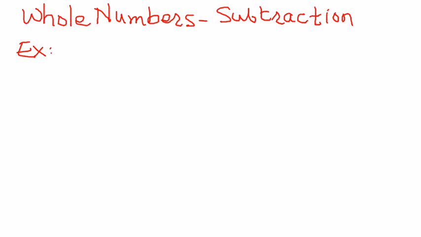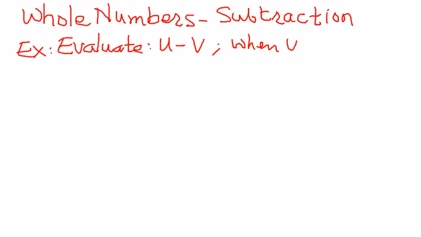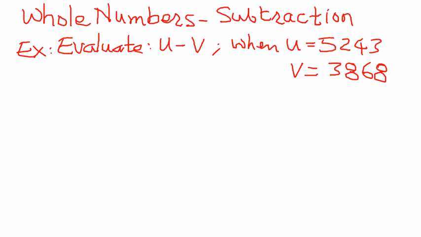The example here is evaluate u minus v when u is equal to 5243 and v is equal to 3868. Let's say we have a situation of this kind wherein we are given the problem in terms of variables and the values of the variables are given to us and we want to subtract v from u.